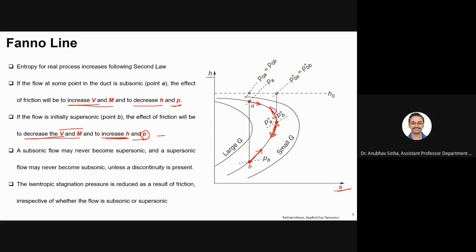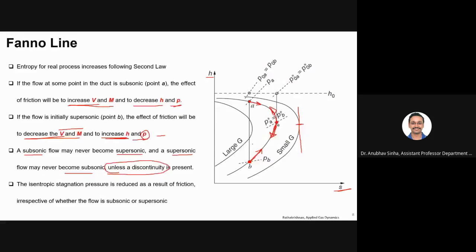As we defined earlier, the point where entropy is maximum is your choking point, where M is equal to 1. So by looking at this discussion, what we can say is that subsonic flow will never become supersonic and vice versa, unless there is a discontinuity. You cannot do that without any discontinuity. This discontinuity will be your shock.